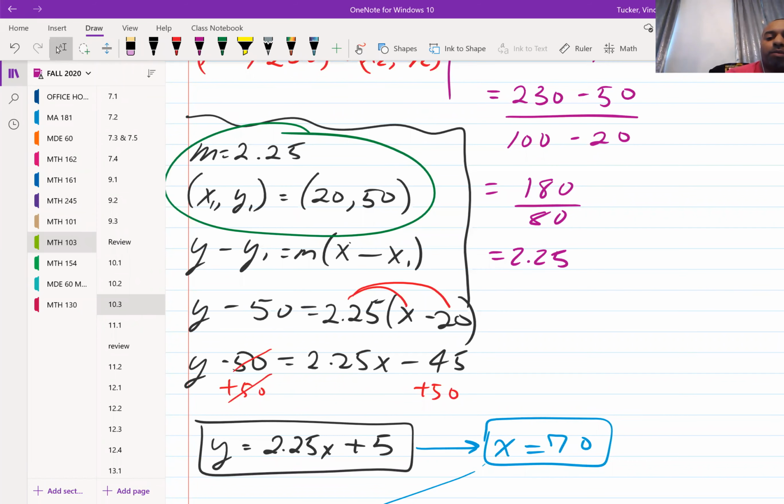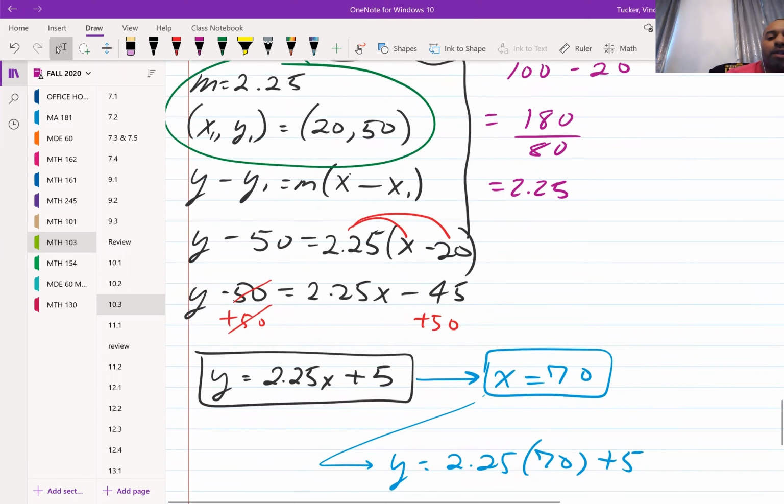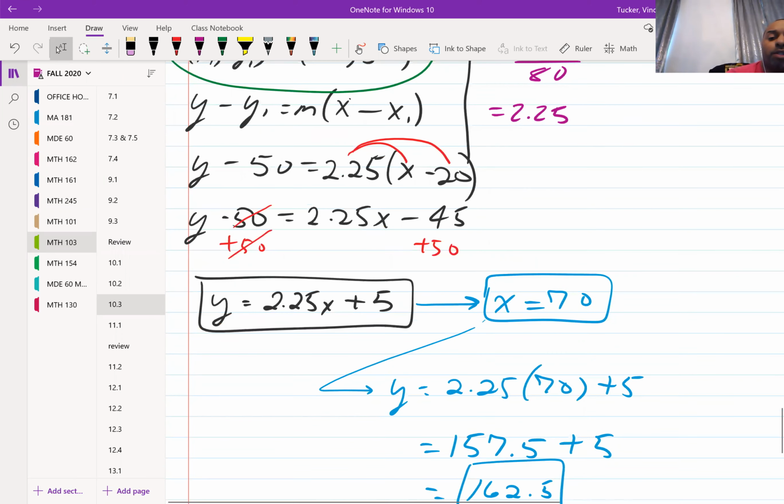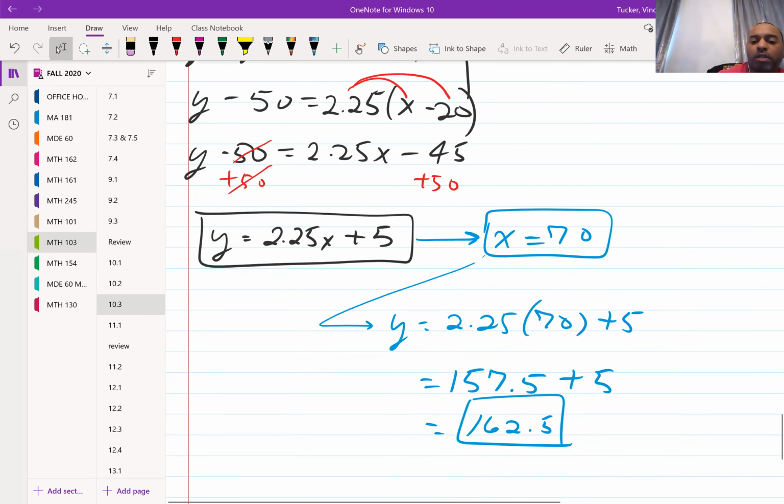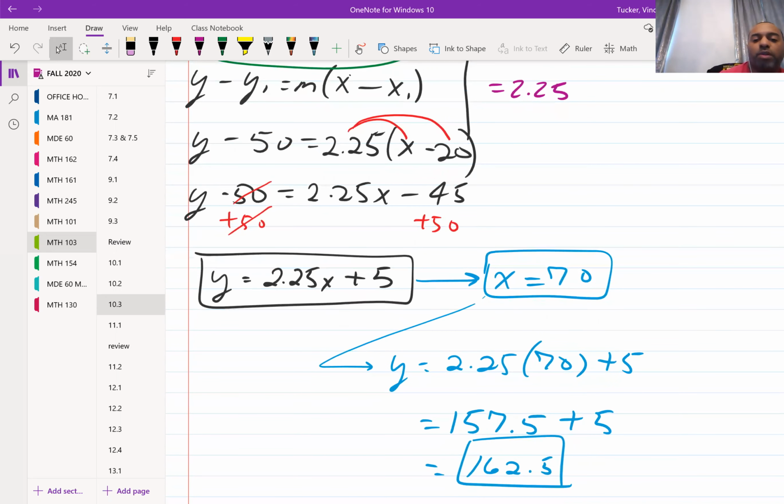All right, so the next move, like I mentioned before, is to take that 70 and plug it into the equation that we just found. That'll give us 162.5, and that's how many grams will dissolve in the water at 70 degrees Celsius.